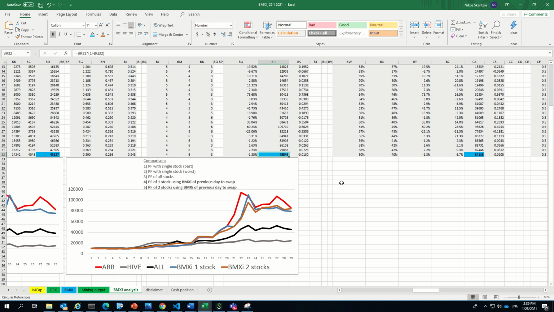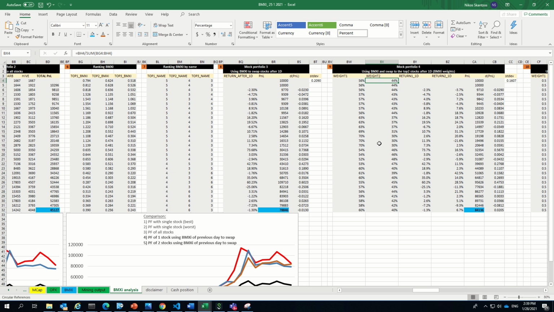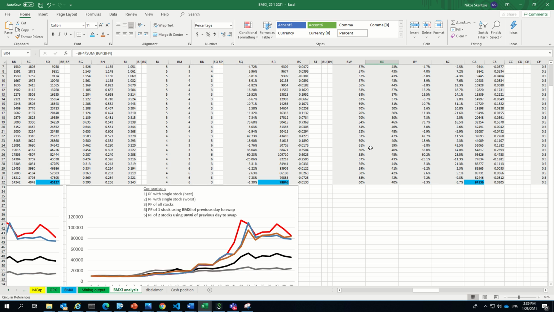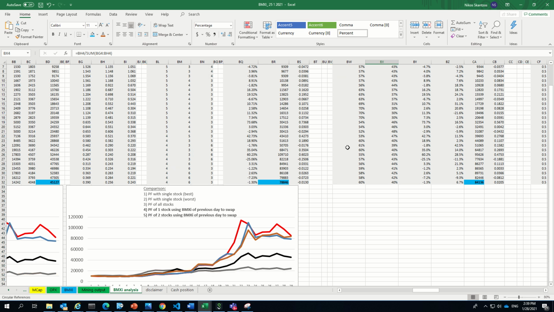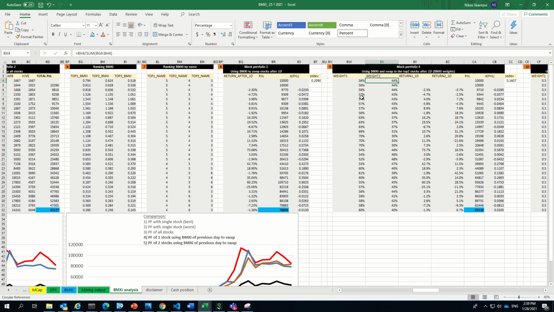And my interpretation is that by using two stocks, and because there is a lag in the valuation of the market relative to the BMXI, the market doesn't capture immediately the value of the miners. And by the time it captures the value, I am able myself to capture the value coming from both stocks. So that's why I end up in a higher number.